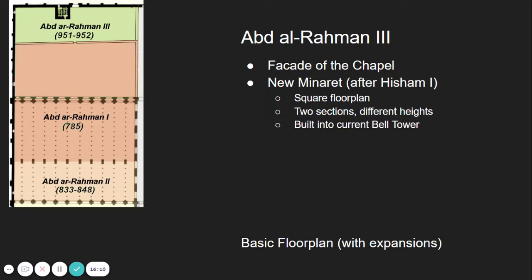The facade of the chapel is finally worked on by Abd al-Rahman III, following. And there was originally a minaret put there by Hisham I, but there's now a new minaret added, basically on the exact same site. And we're not entirely sure what the minaret made by Hisham I looks like, but we have a good idea of Abd al-Rahman III's, which we'll take a look at later, which had a square floor plan and two sections. We're also going to look at some of the original facade.